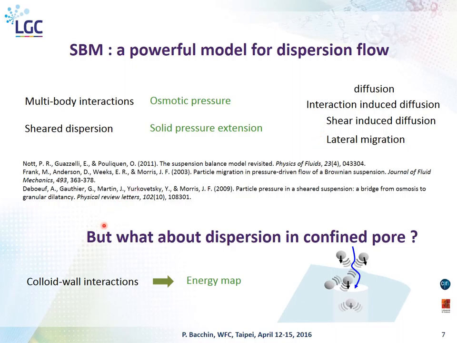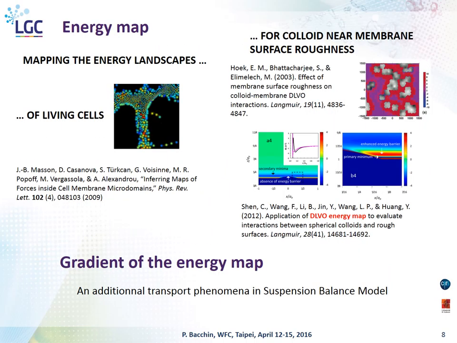But there is still this problem about the flow of dispersion in a confined pore, and this colloid-wall interaction can be implemented in this model through the energy map. The energy map can be used in different contexts, for example to have the energy landscape of living cells, cell walls for example, or for colloid-membrane surface roughness by different teams in recent papers.